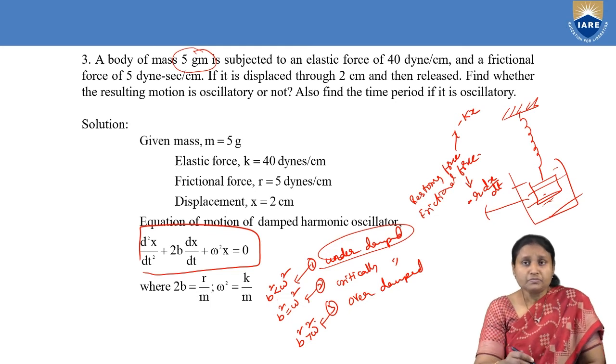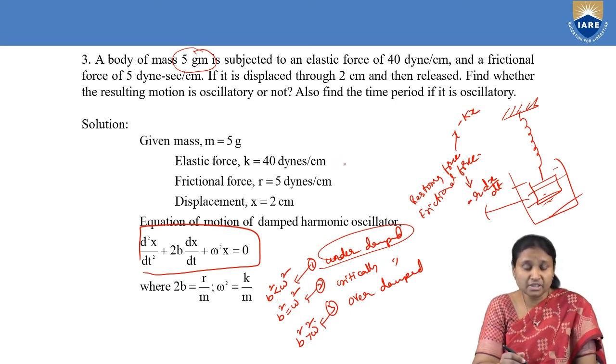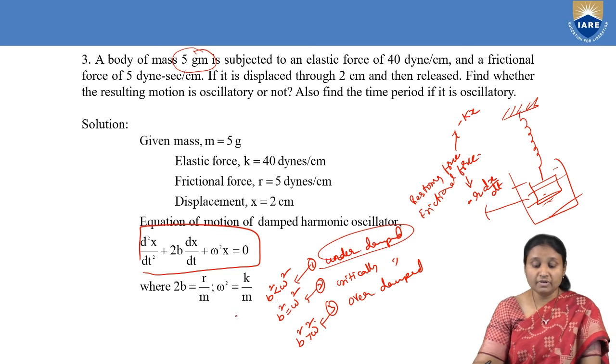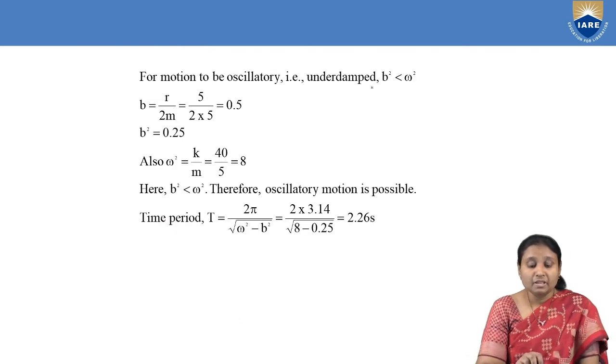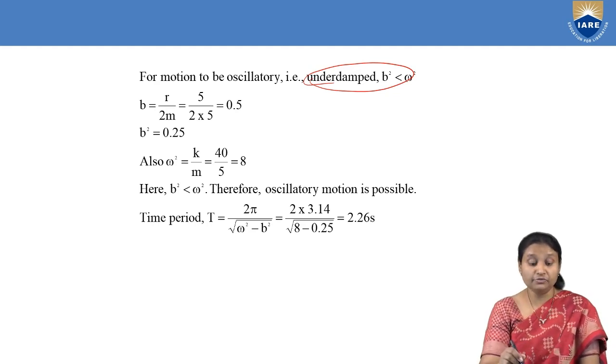So here, from the data given, mass is 5 grams. Elastic force, that is the K value, is 40 dynes per centimeter. The frictional force constant is also given, which is 5 dynes second per centimeter. Displacement value is given. Now I am going to find the b value and omega square value. As I told you, we have to check for underdamped motion, so b square less than omega square, we need to find this.